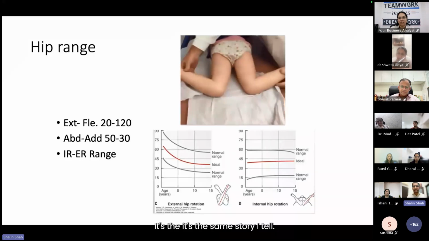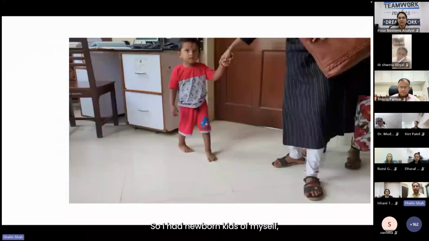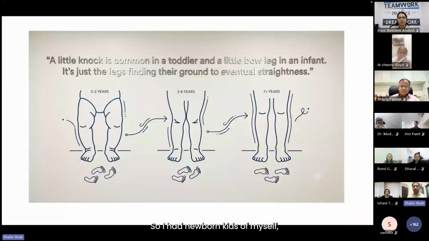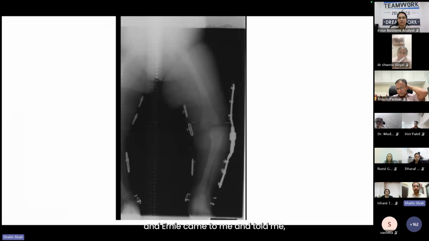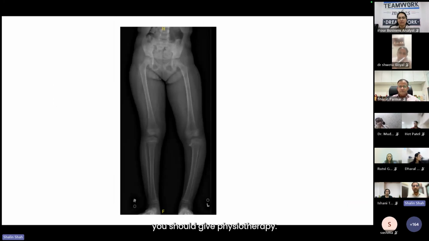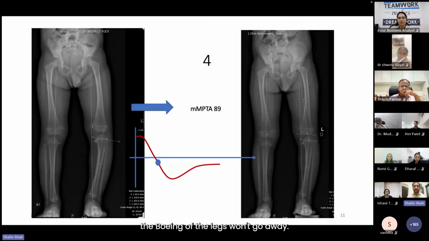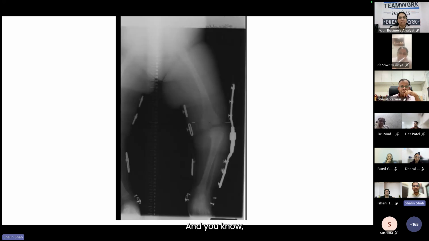It's the same story I tell. I had newborn kids myself, and our nanny came to me and told me I should give physiotherapy. We do malish, not physiotherapy. We do malish of children, and if you don't do malish, the bowing of the legs won't go away. I have kids coming to me from all over India. We do malish of them, and their bowing goes away.